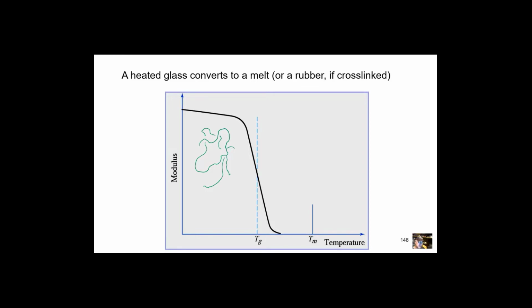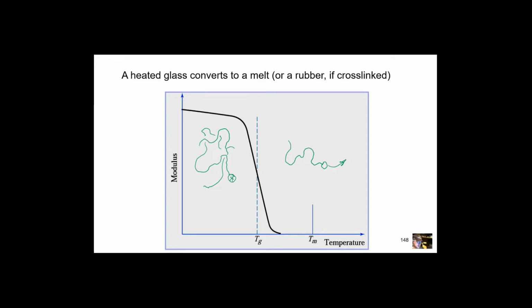When we heat it up, let's just pick this chain here. That chain can start to actually move. I'll draw it over here. And it can actually start to translate and move, unless it's covalently cross-linked to the others, so that would make it a rubber.